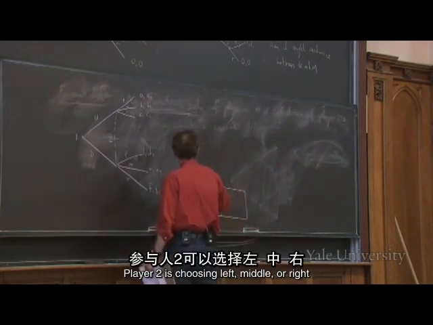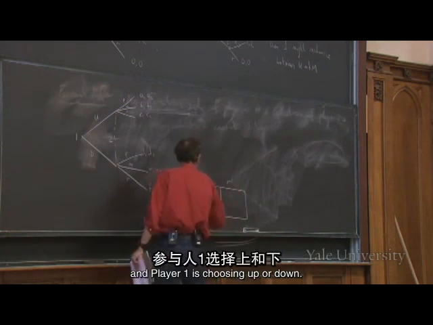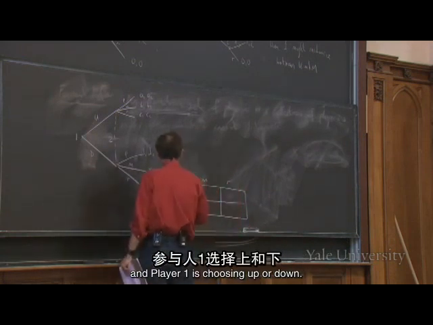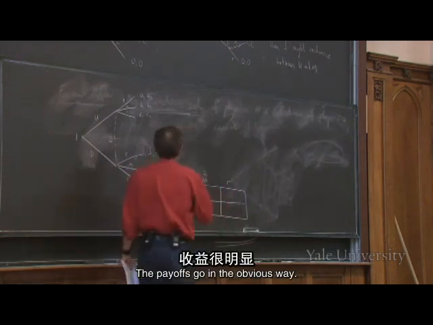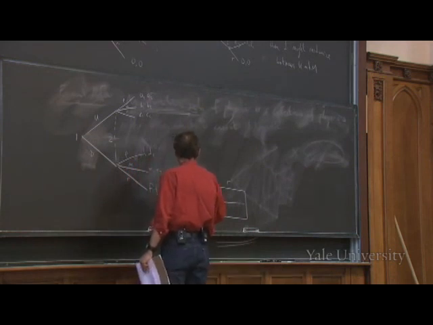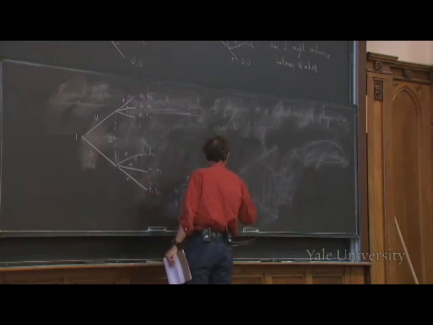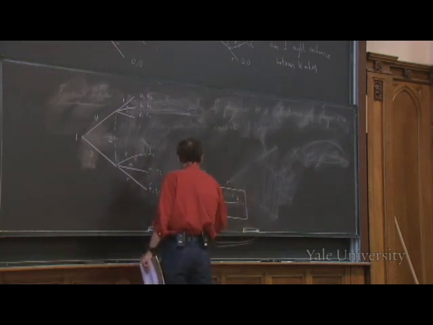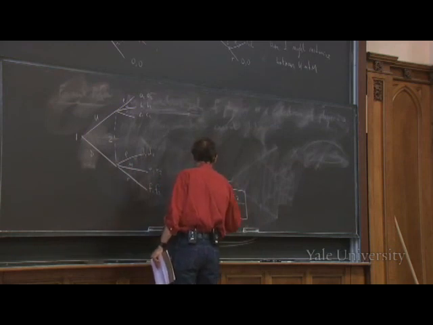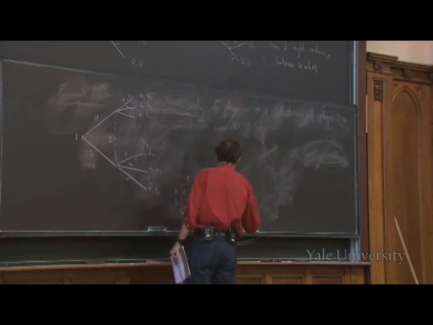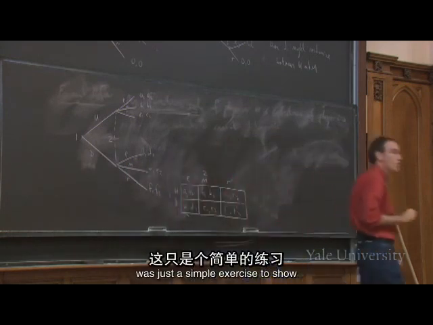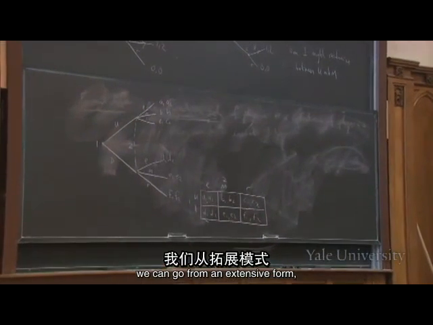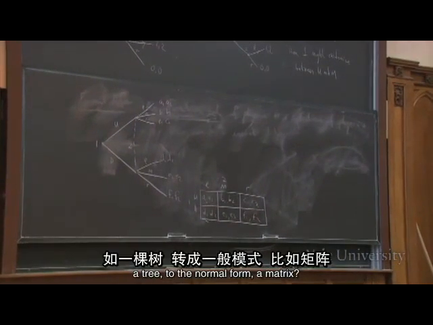Player 2 is choosing left, middle, or right, and player 1 is choosing up or down. All right, and the payoffs go in the obvious way. So A1, A2, B1, B2, C1, C2, D1, D2, E1, E2, and F1, F2. Everyone understand that was just a simple exercise to show we can go from an extensive form, a tree, to the normal form, the matrix.